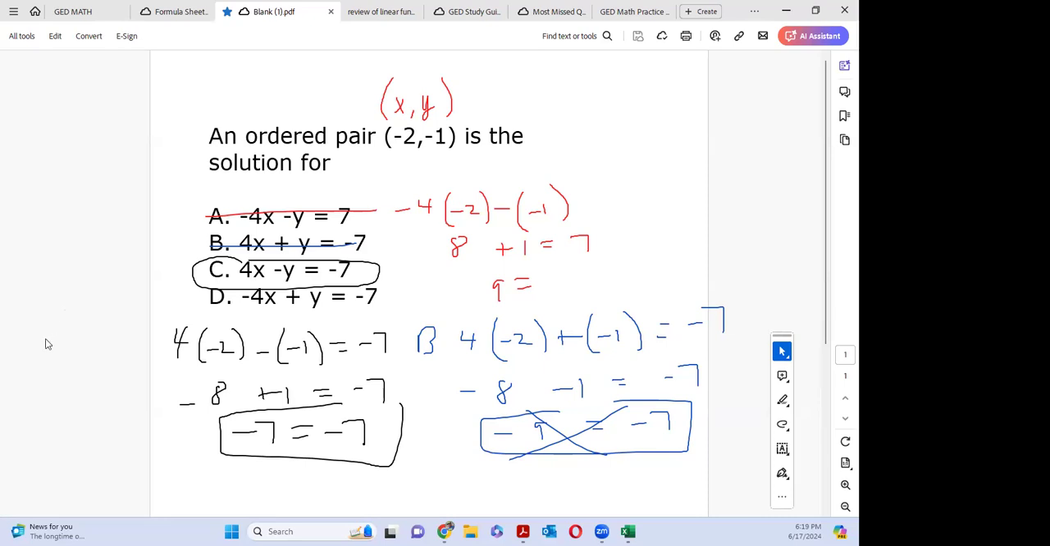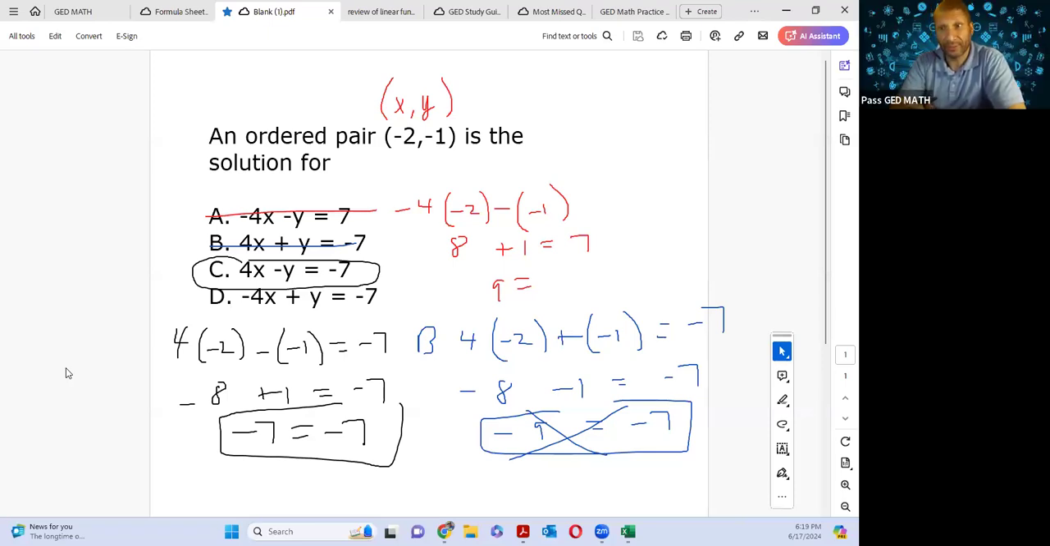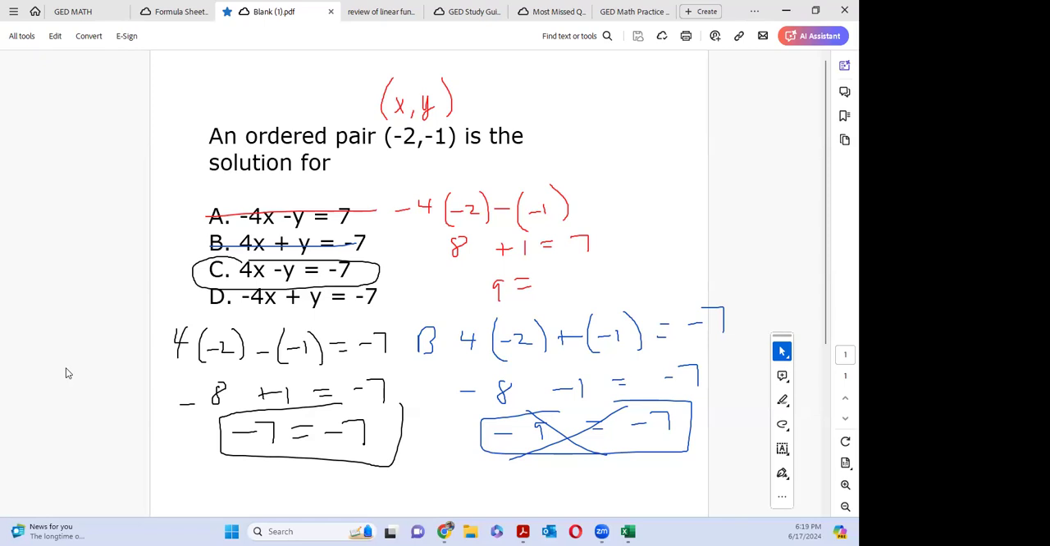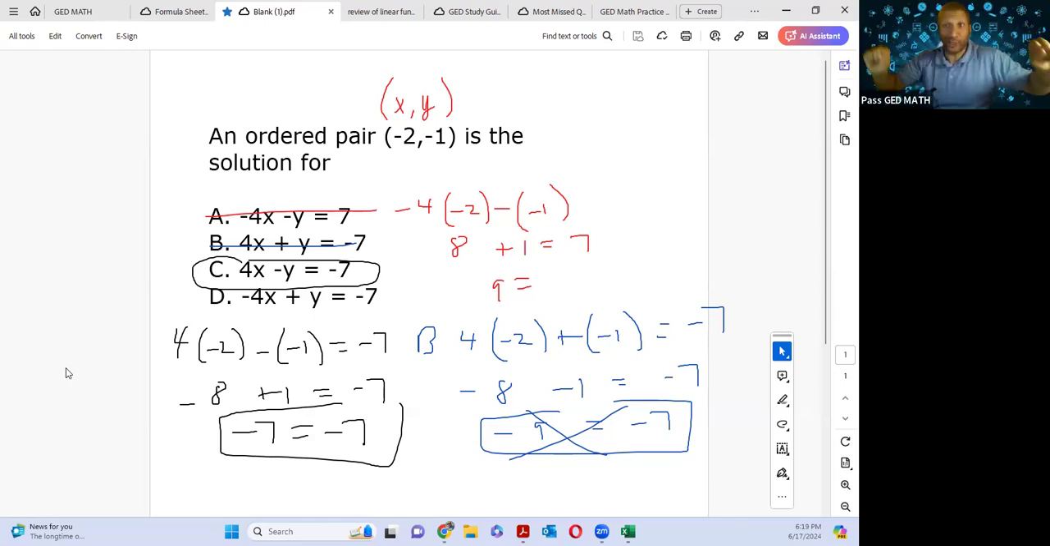So the answer equals, like when it says, if it's -7, it has to equal -7. That's what equal means. You can't have a different result on both sides of the equation and say they're equal. That's what equal means. So 16 ounces equals 1 pound. 7 days equals 1 week. They're the same thing.